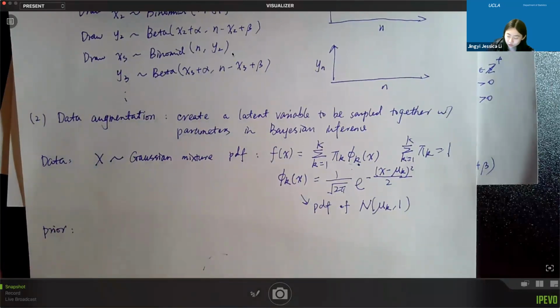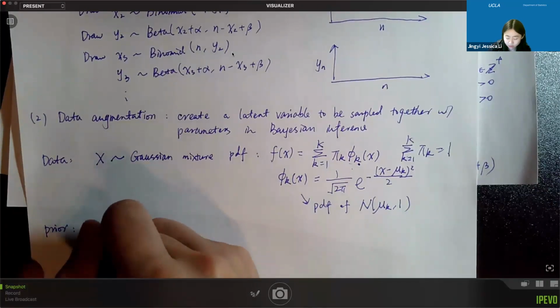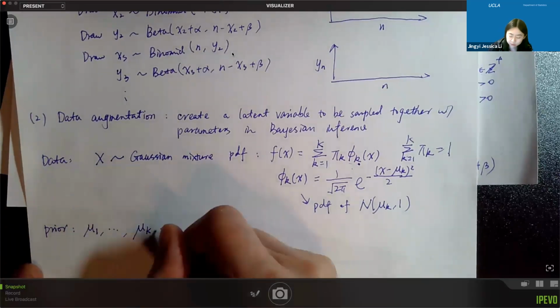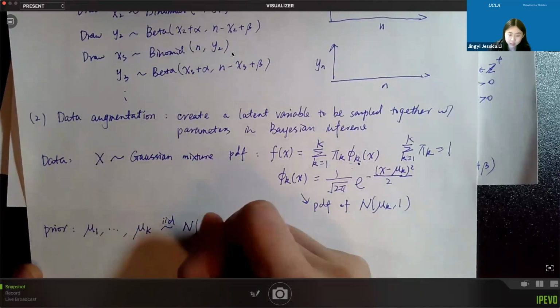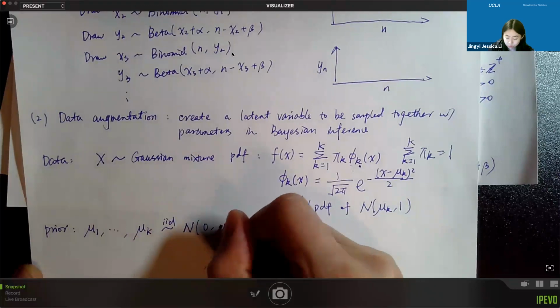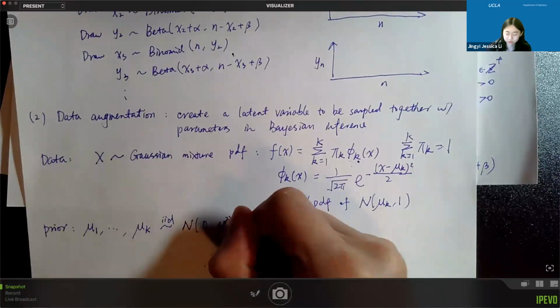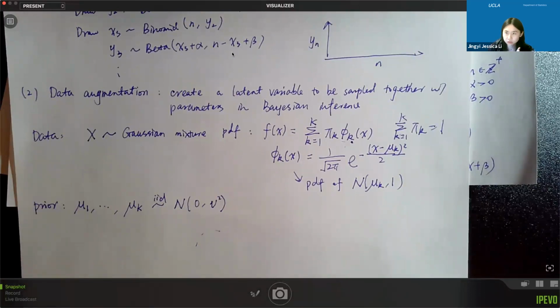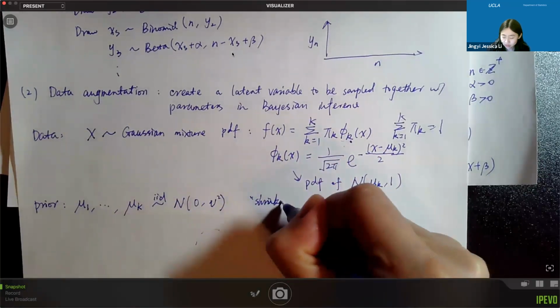So here we just assume, for the capital K components, we have mu_1 to mu_K. For simplicity, we assume that they are IID from a prior, and the prior has mean 0 with variance equal to, let me just say, tau squared, to make the notation more familiar. So you see that this is a commonly used prior in statistics, and what we call this is shrinkage estimation. Sometimes you will see the term here.